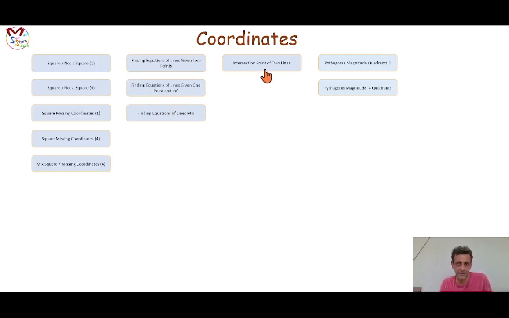Intersection points of 2 lines, and Pythagoras magnitude in quadrant 1, and Pythagoras magnitude in 4 quadrants. Okay, and these will be in the Pythagoras menu as well.